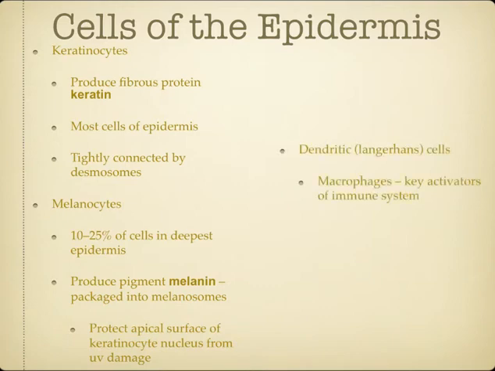Dendritic cells, also known as Langerhans cells, are macrophages. They're immune system cells, and they're there to protect your skin from bacteria that might find its way into the deeper layers. Tactile cells, sometimes called Merkel cells, are sensory touch receptors, and they help to detect light touch.